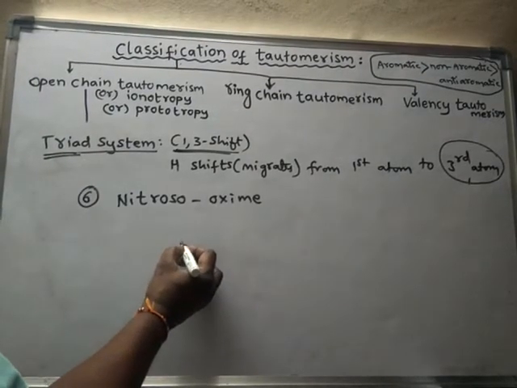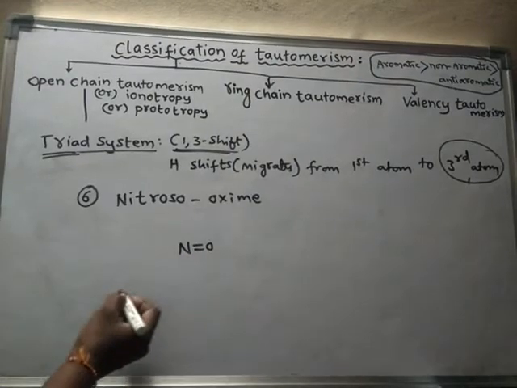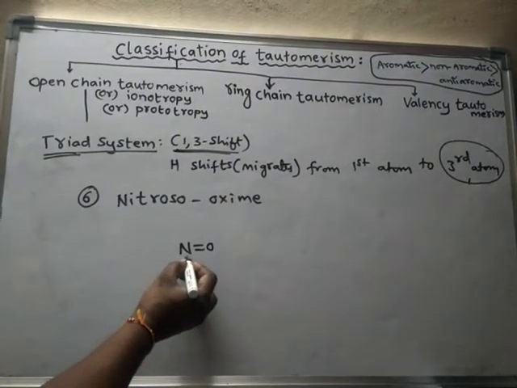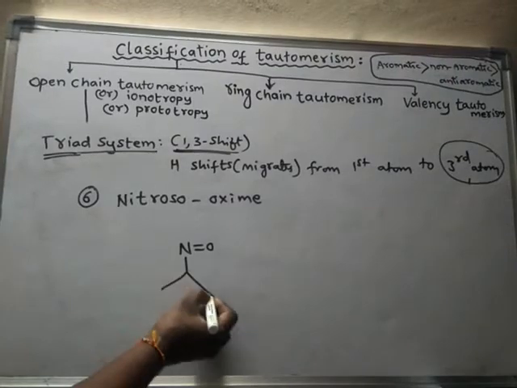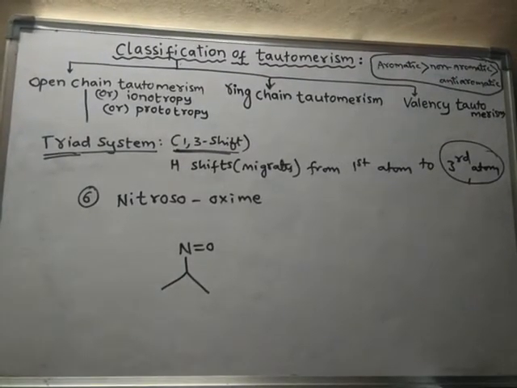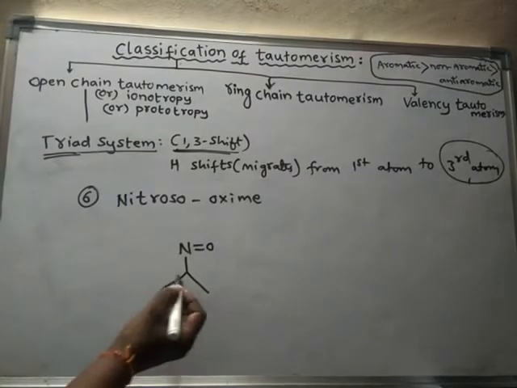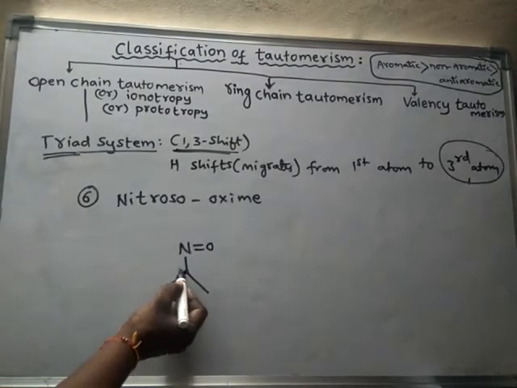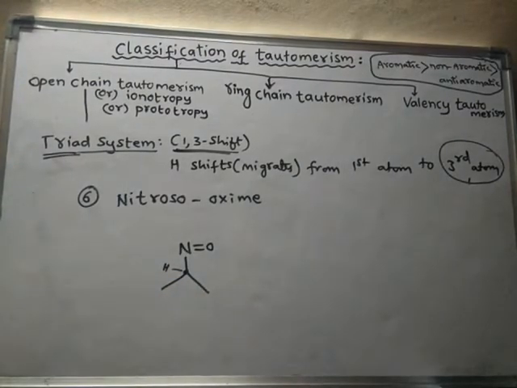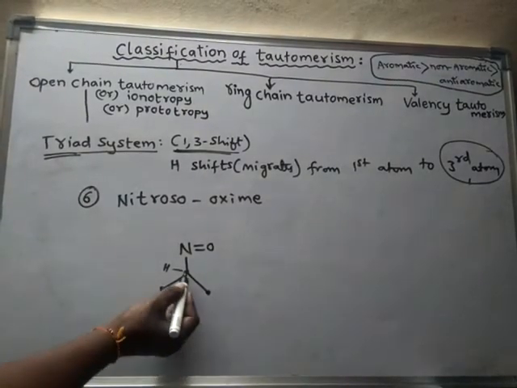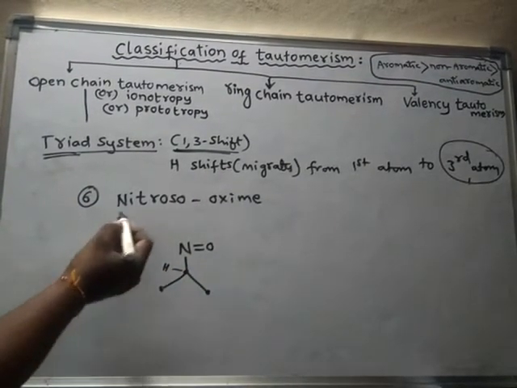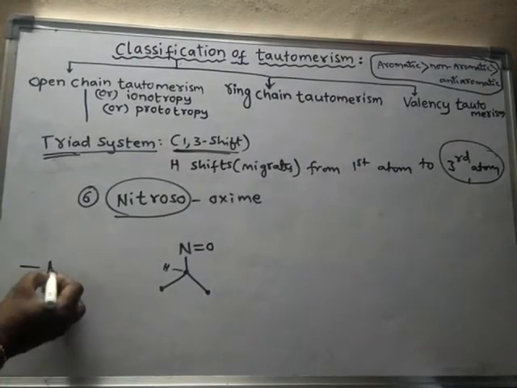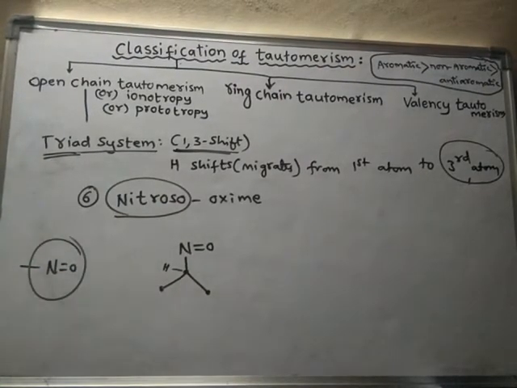Nitroso means NO group. The NO group is present. Look here, this nitrogen is attached to some other compound. So nitroso, and oxime. Here this is the carbon, 1, 2, 3. Here one hydrogen is present. So this is one carbon, this is another carbon, so CH3, this is CH and NO. If the NO group is present, then it is said to be a nitroso group. So this is the nitroso form of the compound.